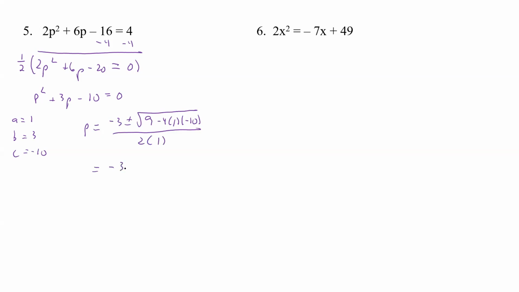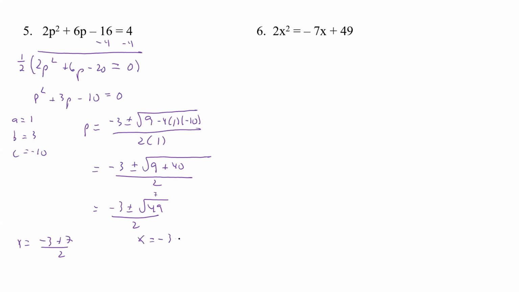All right, so that's negative 3 plus or minus the square root of, now we have 9, now we have minus times a minus, so it's plus. 4 times 10 is 40, all over 2. Now that gives us negative 3 plus or minus the square root of 49 over 2. Well, square root of 49, guess what? That's just 7. And so we're going to have x equals negative 3 plus 7 over 2, and x equals negative 3 minus 7 over 2.